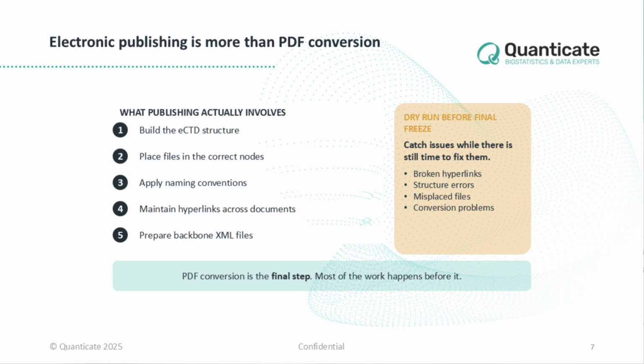Electronic publishing is more than converting documents to PDF. It can involve building an electronic common technical document structure, placing files correctly, applying naming conventions, maintaining hyperlinks, and preparing technical backbone files such as XML where required. A dry run before the final freeze can catch broken links, structure errors, misplaced files, and conversion problems while there is still time to fix them.